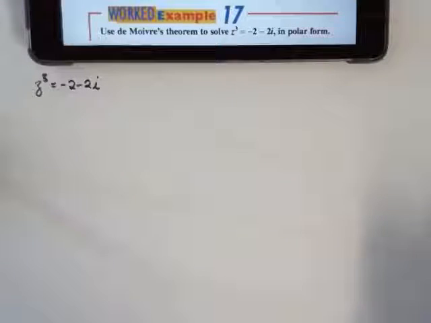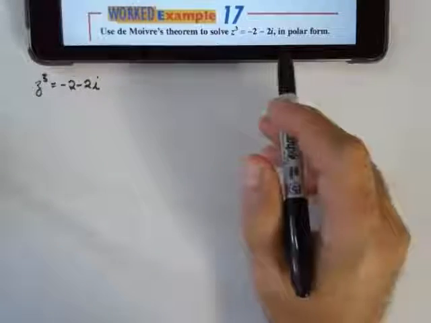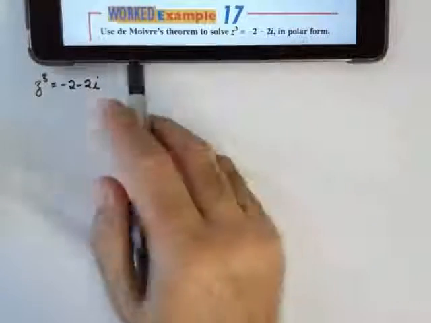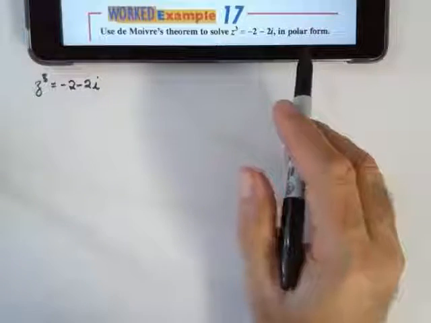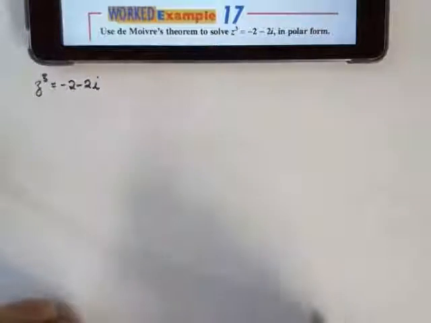Use de Moivre's theorem to solve z cubed equals minus 2i in polar form. Now, to use de Moivre's theorem, we can only do it when it is in polar form. So there's a few steps, and I want you to hang in here.